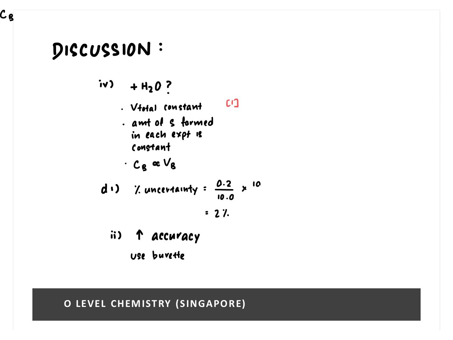In D part 1, you're supposed to calculate the percentage uncertainty of a measurement. For this, we learned that in physics but not in chemistry. In this case, the formula is given to you, so you just need to substitute the correct values into the formula to find that the uncertainty is 2%.